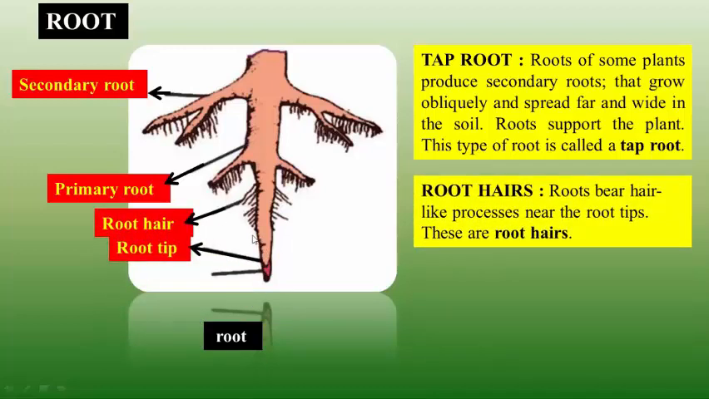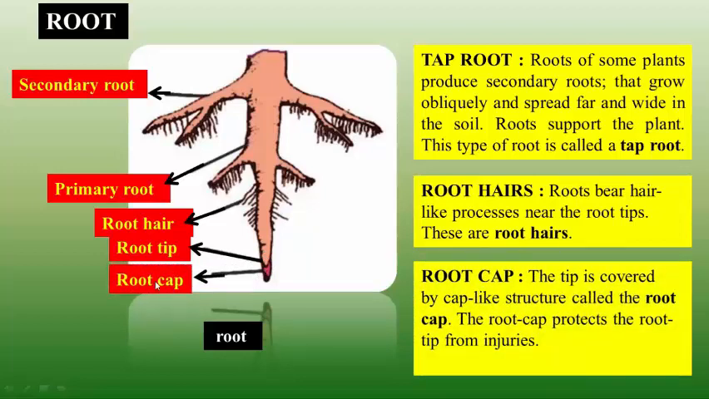Next part of root is root hair. This is the root hairs. Roots bear hair-like processes near the root tip. These are root hairs. Root hairs are near the root tip and this is a root tip.